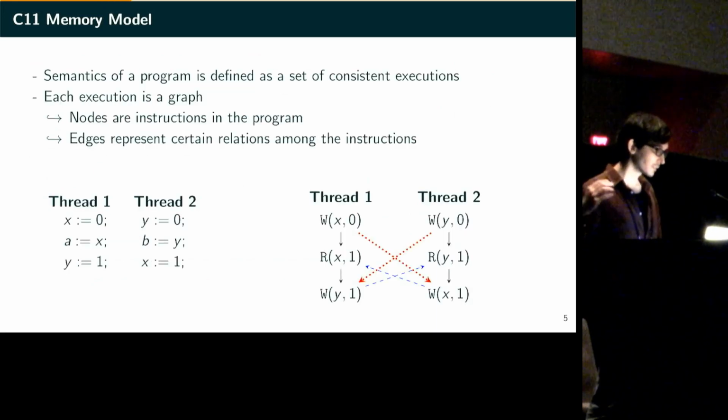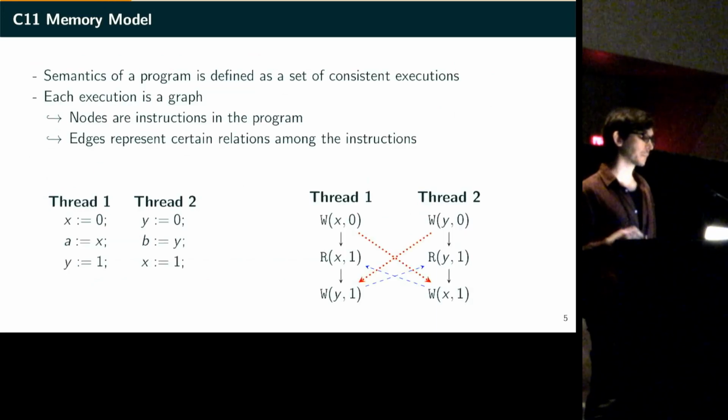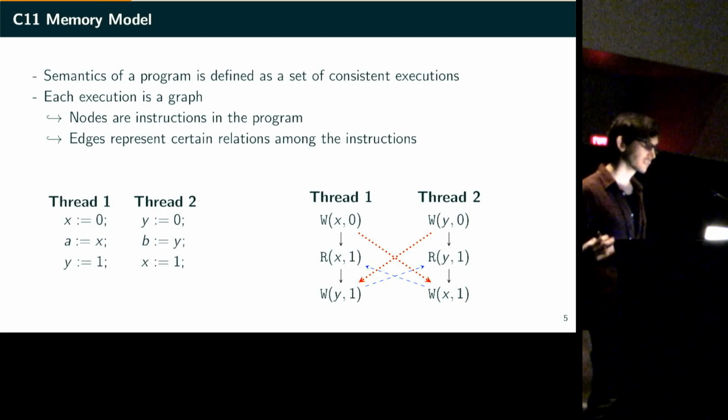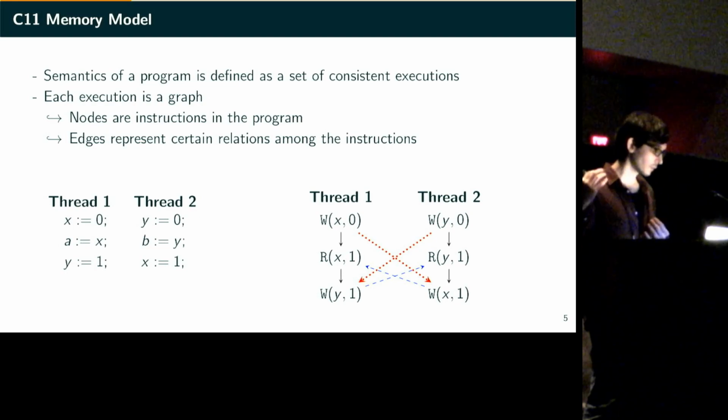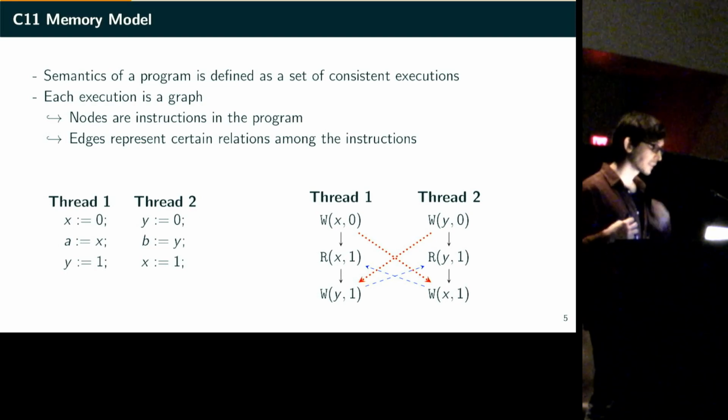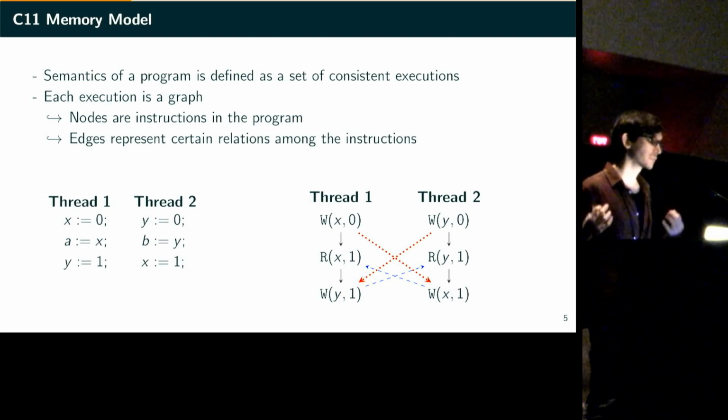So in C11, the semantics of a program can be defined as a set of consistent executions. And each execution can be represented as a graph. On the left, we have a program, and on the right, we have this program's execution graph. The nodes in this graph correspond to the instructions in the program, and edges represent certain relations among these instructions.